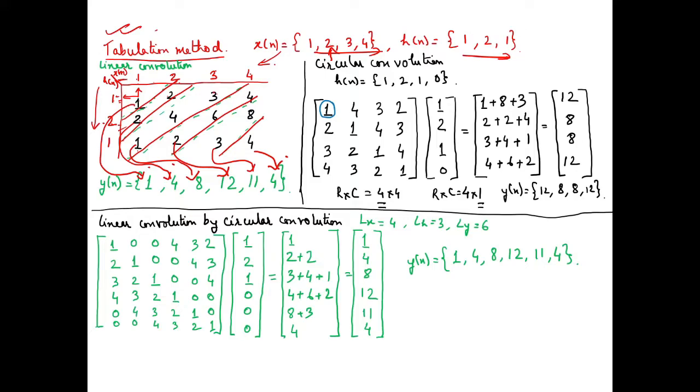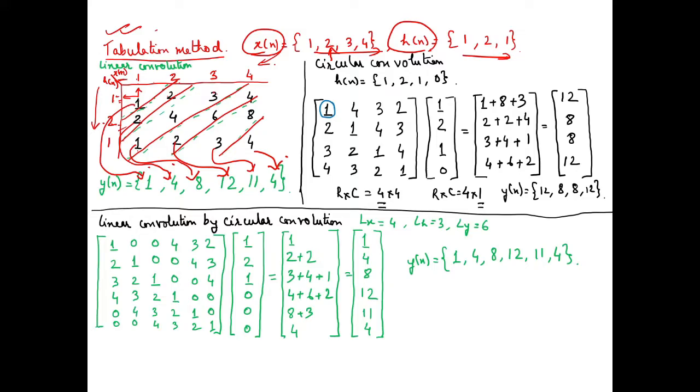Now there is another convolution which is regarded as circular convolution. You have to keep in mind that in circular convolution, the size of both the signals, in our case the xn and hn, should be equal.